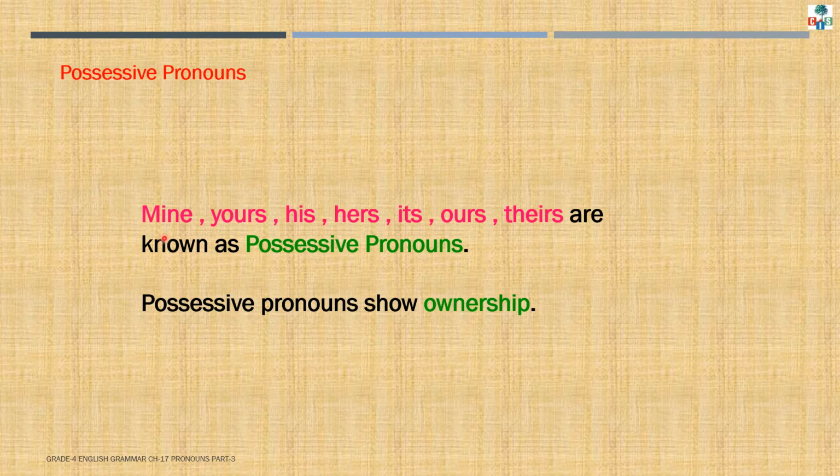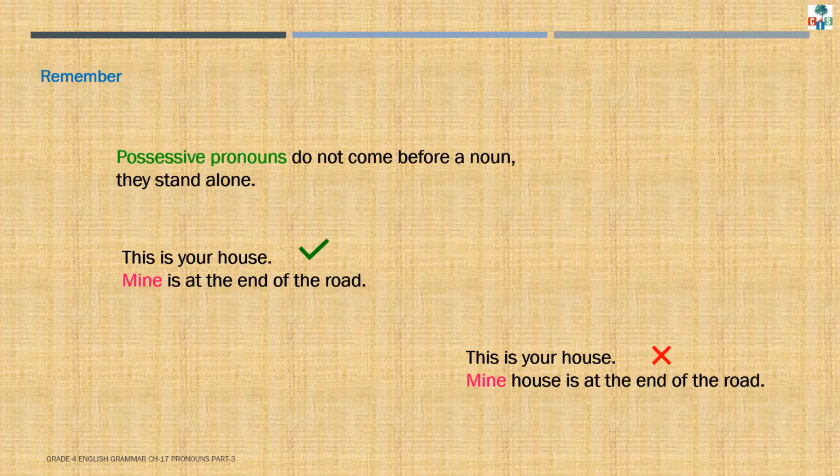So children, the pronouns mine, yours, his, hers, its, ours, theirs are known as possessive pronouns. They show ownership. Remember this thing, children, that possessive pronouns do not come before a noun. They stand alone. Means we cannot have a noun after any possessive pronoun. For example, this is your house. Now in this sentence, the noun is house. And before this noun, we have used the word your. That is a possessive adjective. Now look here. Mine is at the end of the road. Now here, mine is a possessive pronoun. And after this possessive pronoun, no noun has been used.